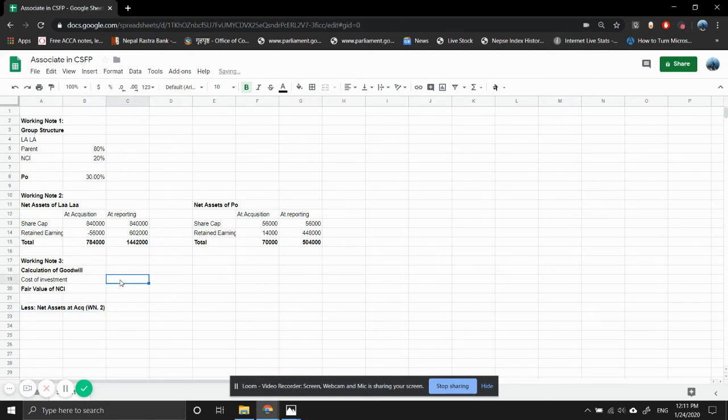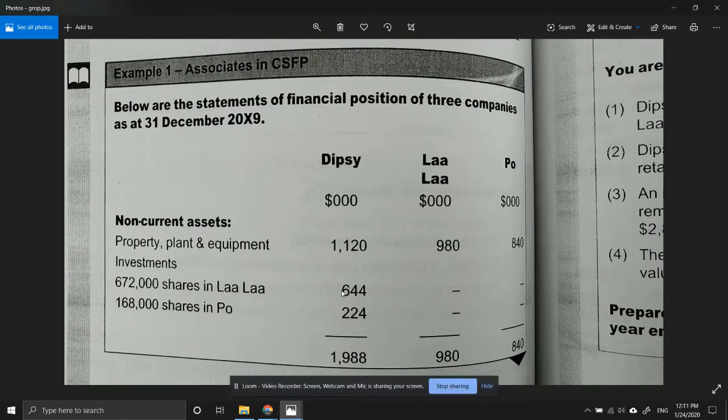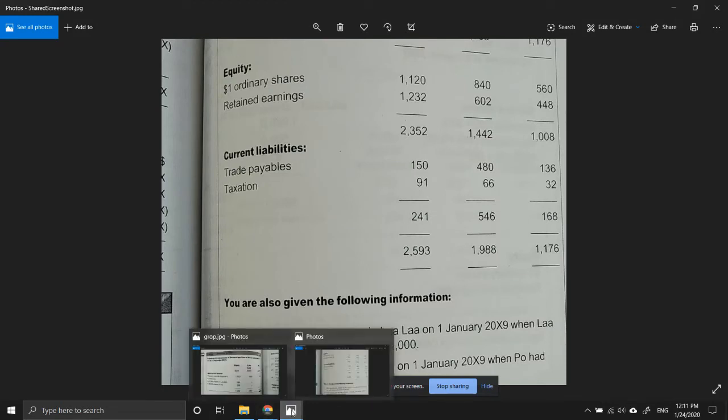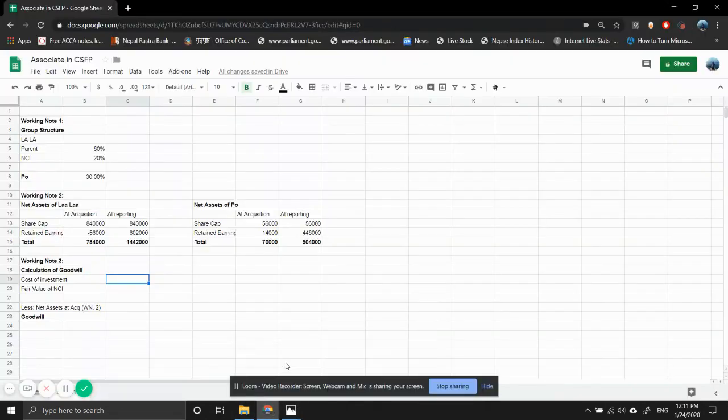So I'll just merge this as well, and then goodwill. So what's our investment? Let's look at the figures. So the investment figure is over here. Okay, so it's in NCA. Sometimes it is given in the additional information as well, but sometimes we need to look it up in investments in non-current assets. Okay, so 644,000 is our investment, right? So 644 is our investment.